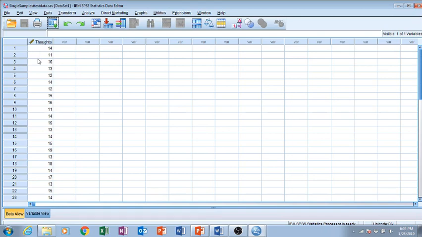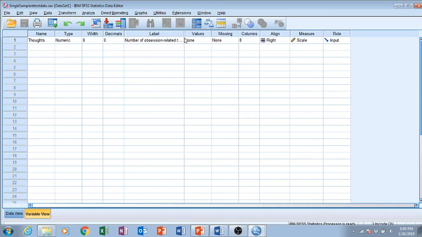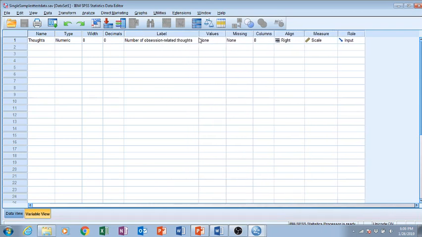So in this case, we have only one variable because, like we know, this is a single sample t-test. We just have one set of information that we're interested in. And if I click over on the variable view, I can get a little more detail about this variable. So I'm going to slide this over. Number of obsession-related thoughts.